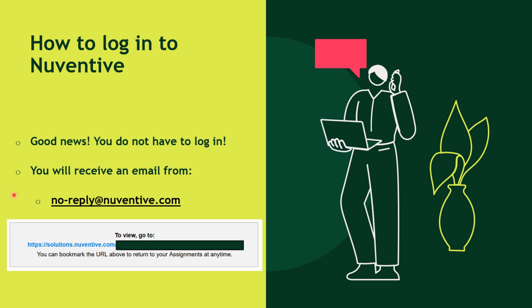You will receive an email from noreply@noventive.com, and at the very bottom of that email, you're going to see a little box that looks like this. It's going to say to view, go to, and you will see a unique-to-you URL where you can just click on it and it will take you straight to where you need to go in Noventive. You can also bookmark the URL above to return to your assignments at any time.